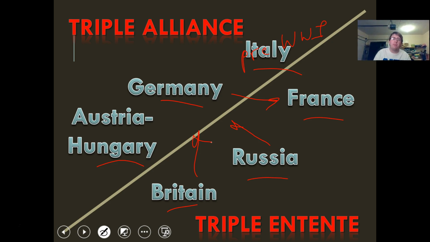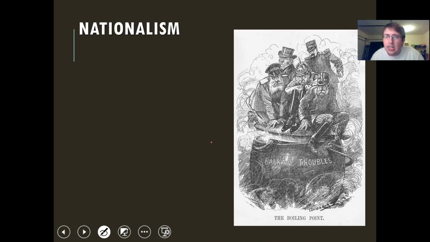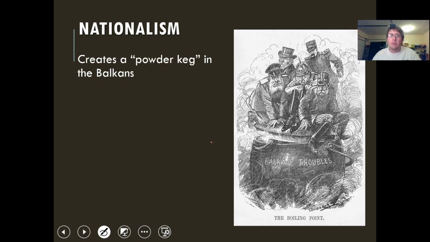The alliances might be designed to stop war from happening because if you pick on someone, it might make it a bigger conflict, one you don't want. But at the same time, if a conflict does break out, bam, it's going to blow up in a hurry because of this alliance system. Now, speaking of explosions, let's head to the Balkans.